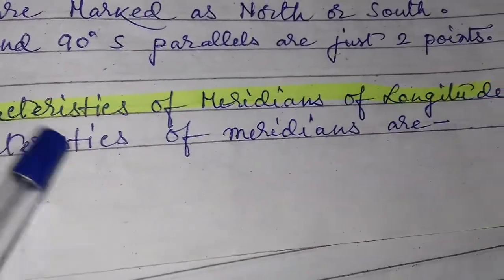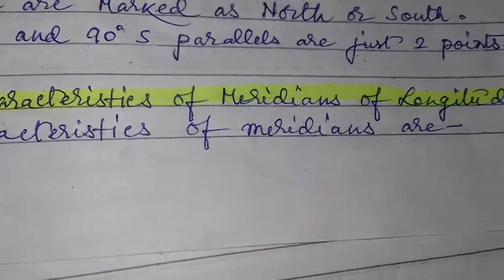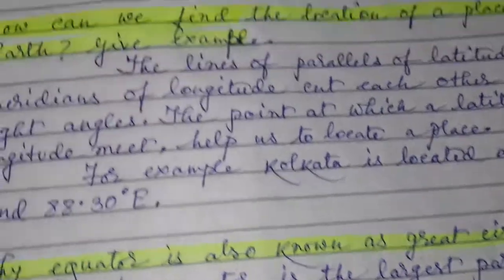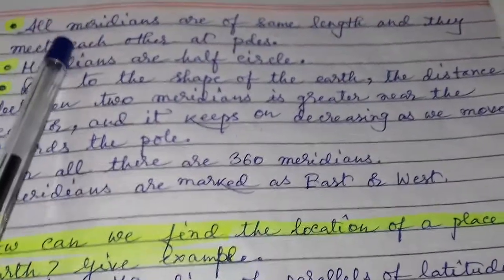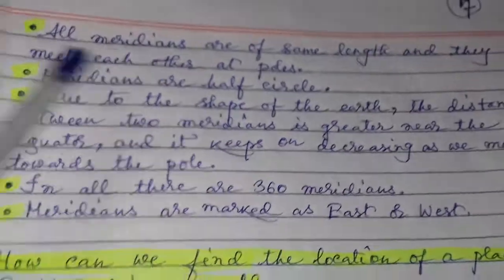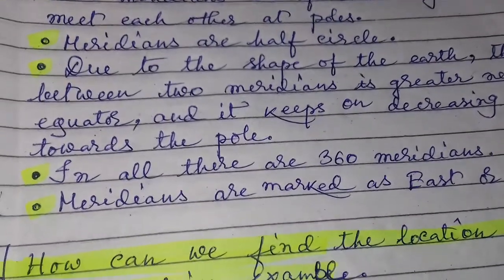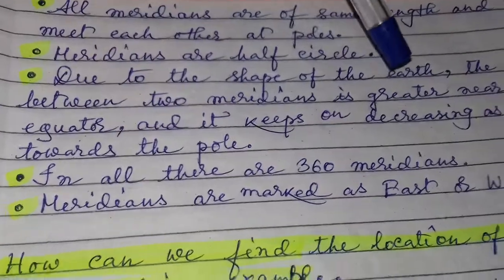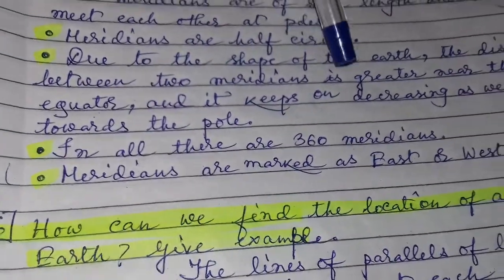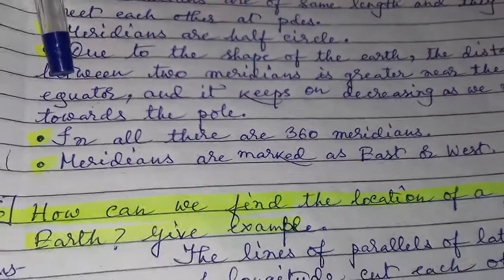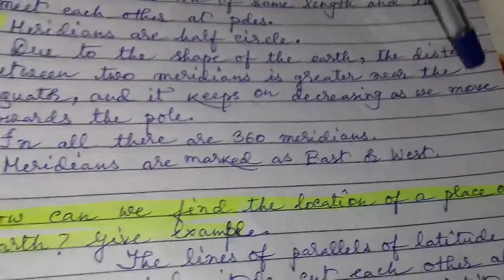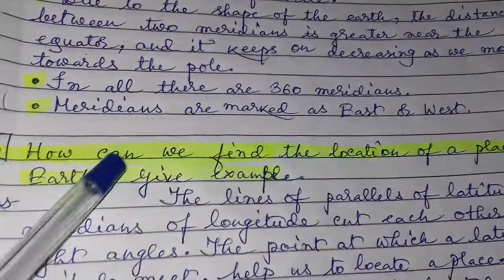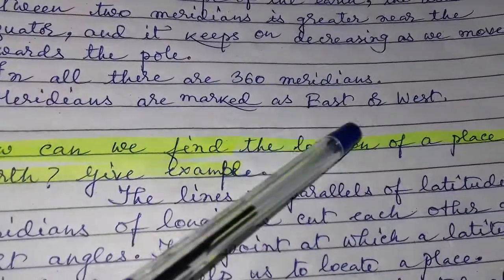Next, question 5. Give characteristics of meridians of longitude. Answer. Characteristics of meridians are: all meridians are of the same length and they meet each other at the poles. Next, meridians are half circles. Due to the shape of the earth, the distance between two meridians is greater near the equator and it keeps on decreasing as we move towards the poles. Okay. Next, in all there are 360 meridians and meridians are marked as east or west.